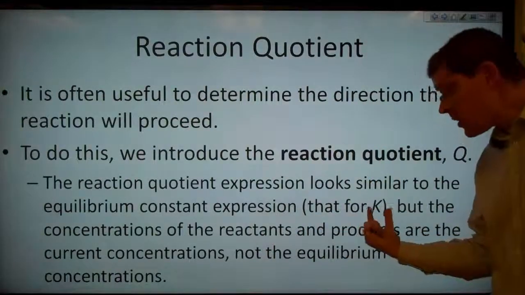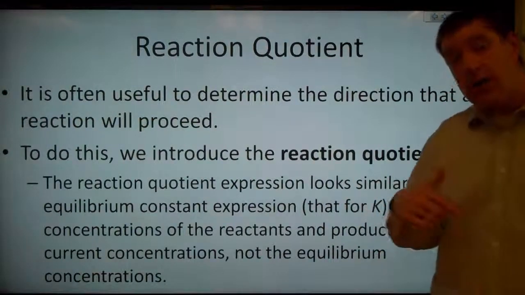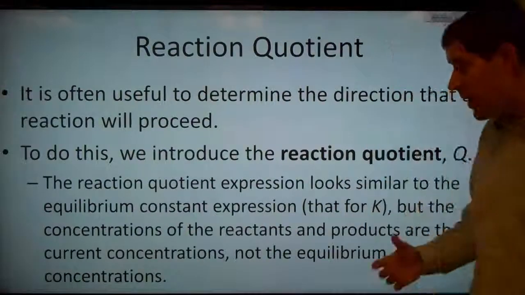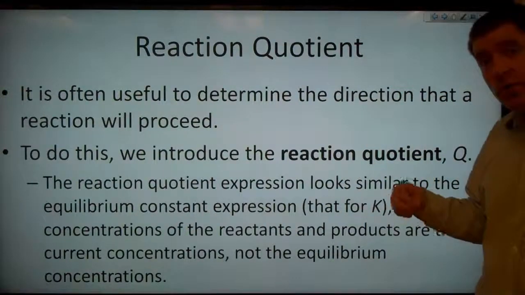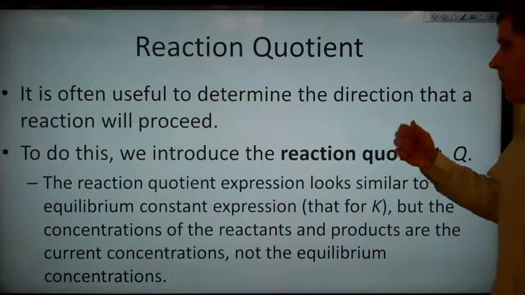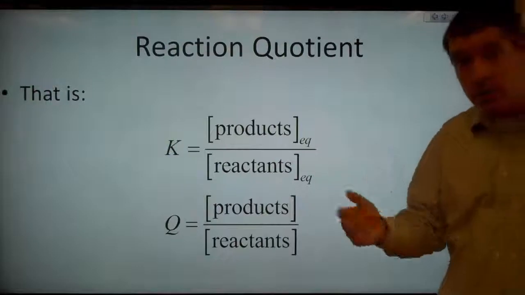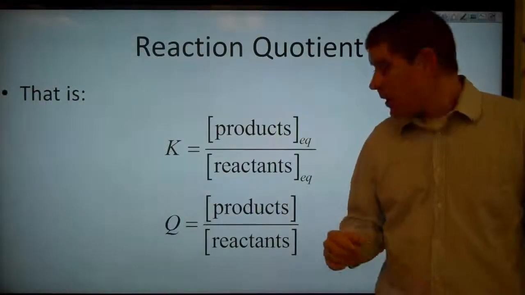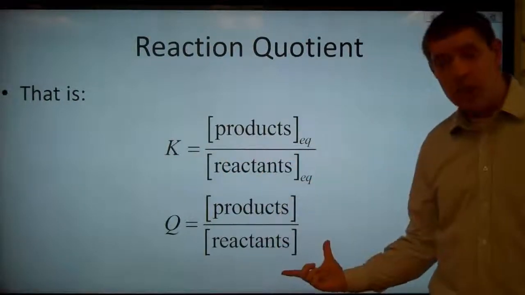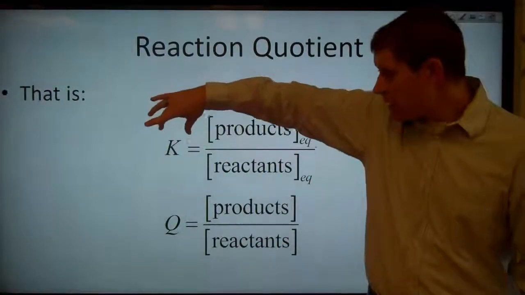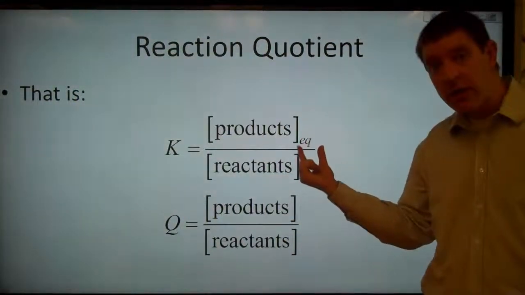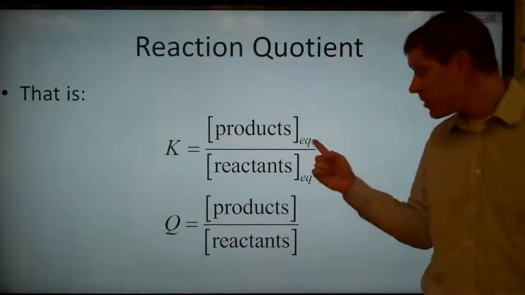So for K, the concentrations that we have to use there are the equilibrium concentrations, the concentrations at equilibrium. But for Q, the reaction quotient, we have to use the concentrations that we actually have right now, or the moment that we're looking at, to determine which direction the reaction will proceed. So we have essentially two expressions that look almost the same. We're replacing the K with Q, and we're removing the constraint that our concentrations have to be at equilibrium. So that's what this EQ means here.